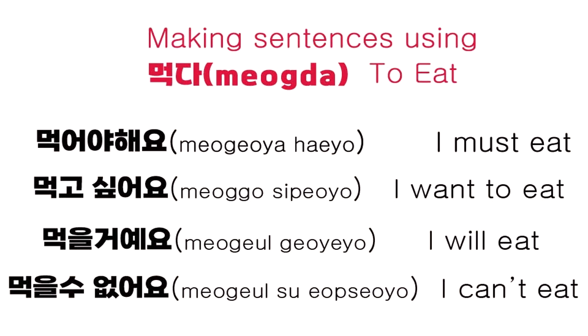Another example, this time using the verb for to eat, which is 먹다. 먹어야 해요, I must eat. 먹고 싶어요, I want to eat. 먹을 거예요, I will eat. 먹을 수 없어요, I can't eat. With just one verb, it is possible to show different statements.